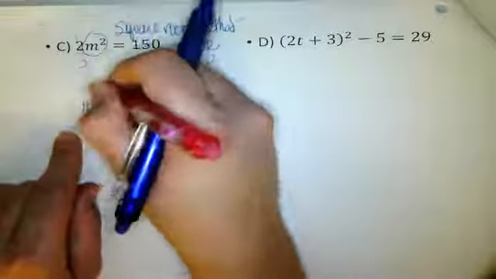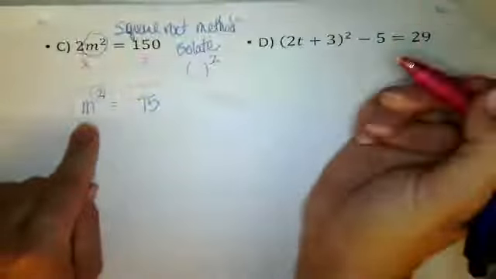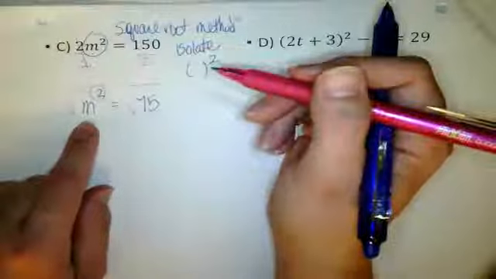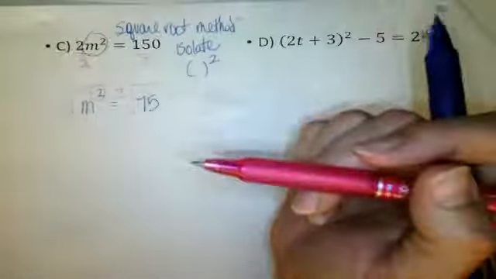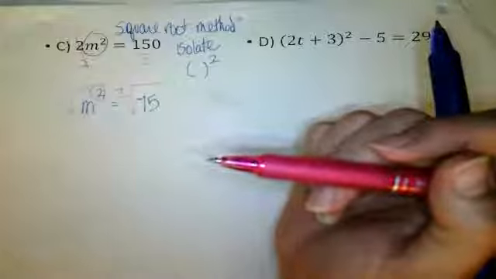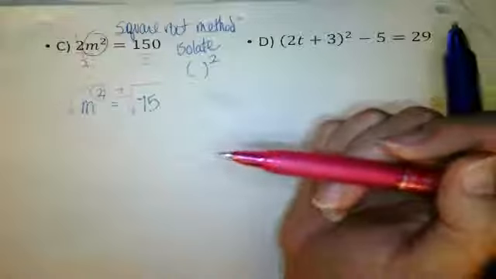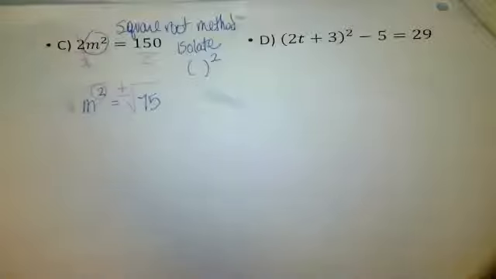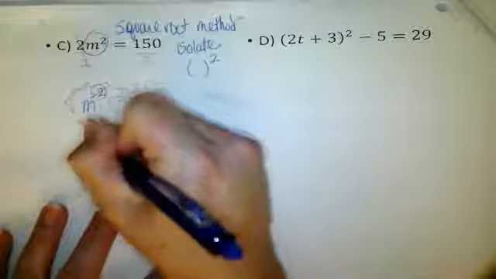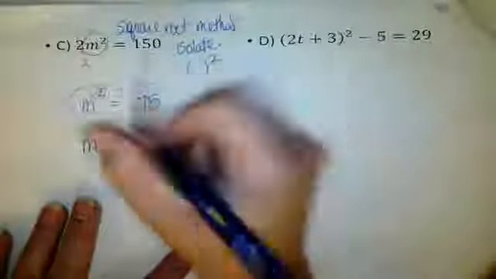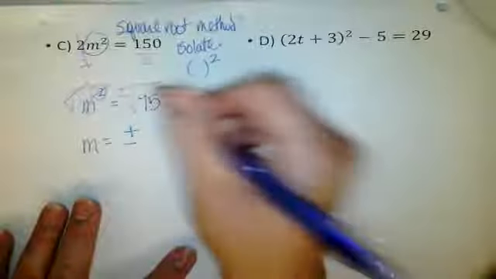A square root. When you take a square root, what must you remember? A plus or minus. There are 2 numbers that you could square to get the positive 75, so you always have to remember the plus or minus. The square root of m squared cancels out, and you get m all by itself. And then we have plus or minus radical 75.